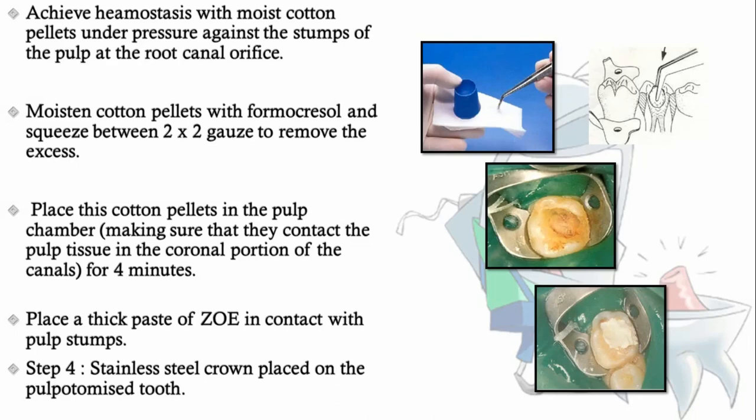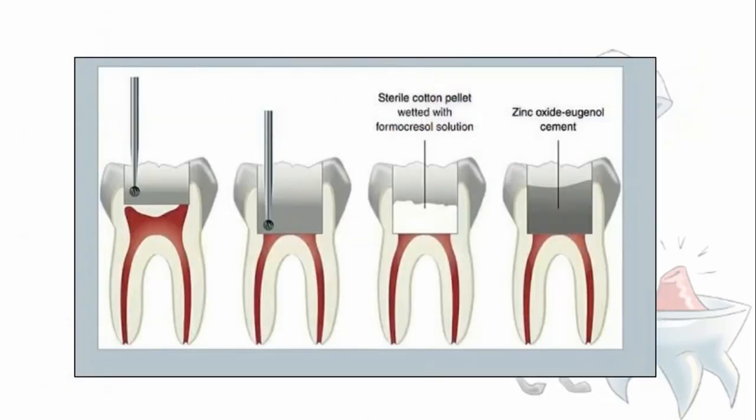Once hemostasis is achieved and the blood has stopped, you can place zinc oxide eugenol, either completely, or you can put zinc oxide eugenol as a base and then restore it with GIC material. And once this is done, immediately you can place your stainless steel crown. So this picture summarizes the procedure using formocresol. First, remove the caries and completely remove the coronal pulp, then place the cotton pellet wetted with formocresol solution for 4 minutes. Once hemostasis is achieved, the restoration is done with zinc oxide eugenol, and finally the stainless steel crown is placed.